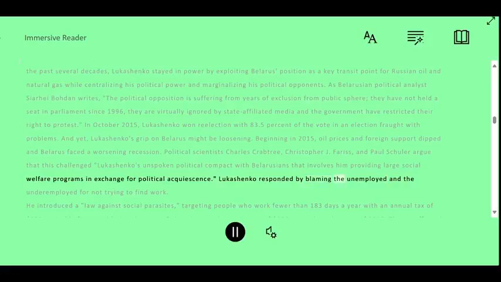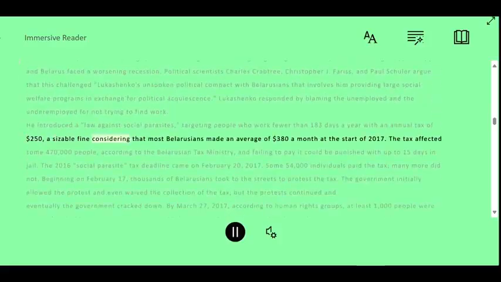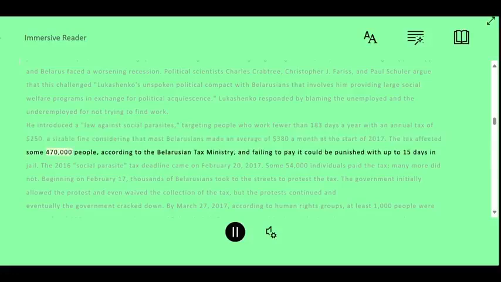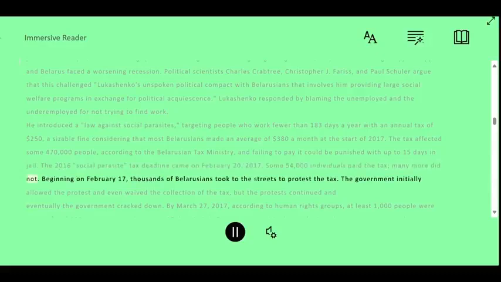Lukashenko responded by blaming the unemployed and the underemployed for not trying to find work. He introduced a law against social parasites, targeting people who work fewer than 183 days a year, with an annual tax of $250, a sizable fine considering that most Belarusians made an average of $380 a month at the start of 2017. The tax affected some 470,000 people, according to the Belarusian tax ministry, and failing to pay it could be punished with up to 15 days in jail. The 2016 social parasite tax deadline came on February 20, 2017. Some 54,000 individuals paid the tax, many more did not.